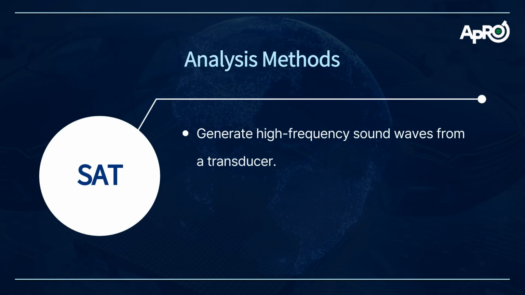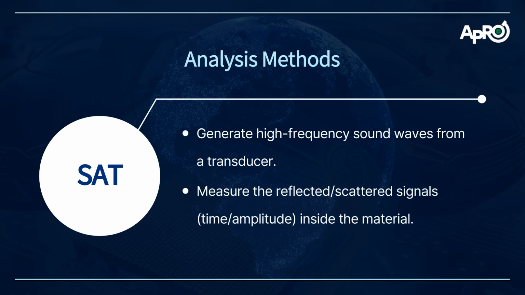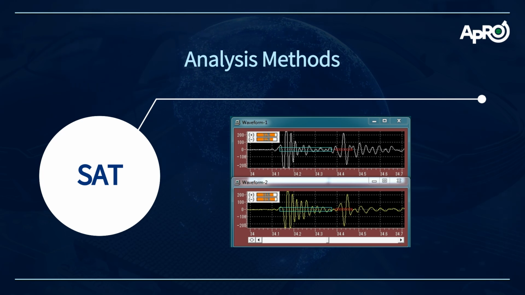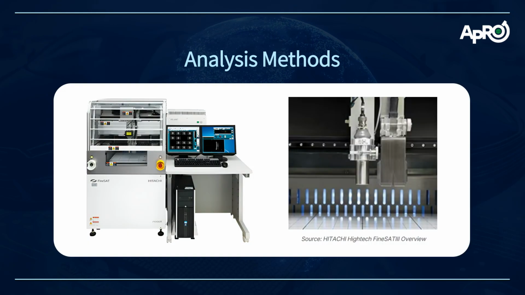SAT generates high-frequency sound waves from a transducer and measures the time and amplitude of signals reflected and scattered within the material to estimate the location, size, and shape of defects. Pulse echo, TOFD, PAUT, etc. The following is APRO's SAT equipment manufactured by Hitachi Corporation.